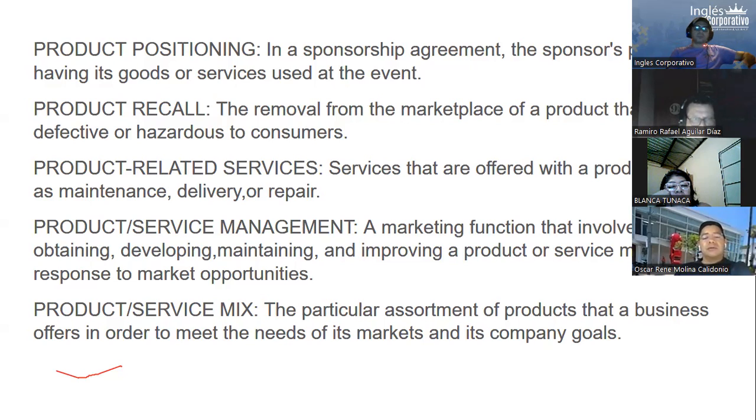Product service mix, the particular assortment of products that a business offers in order to meet the needs of its target market and its company goals. Perfect. So again, this is something that we checked before. This is repeated. So it's like all the products that are part of a company that is going to be offered so they can sell. Good. Do you have any questions on this slide?